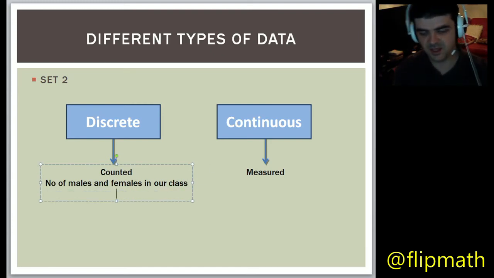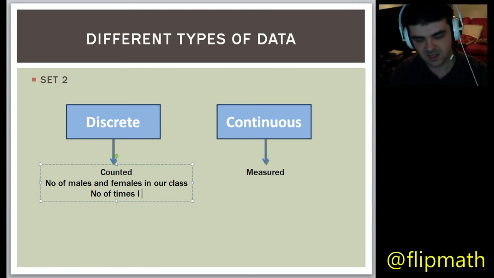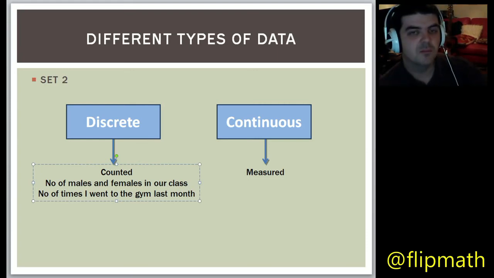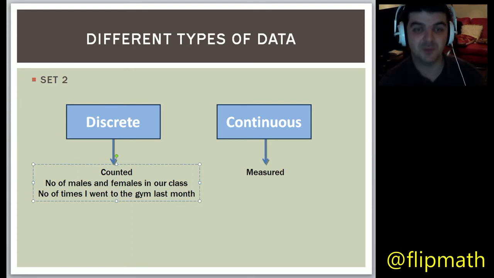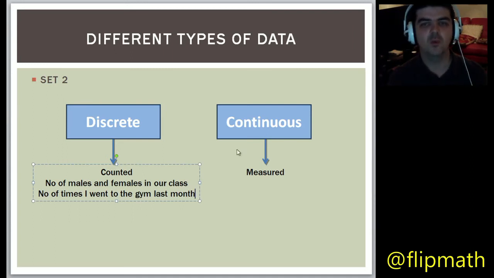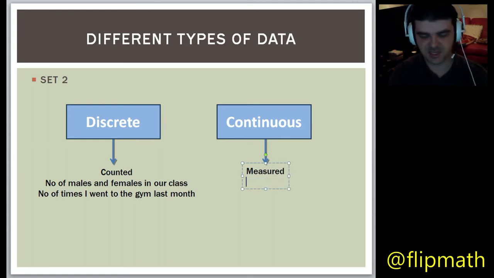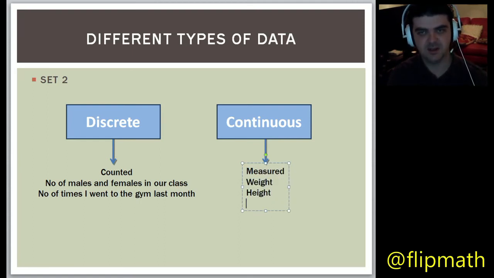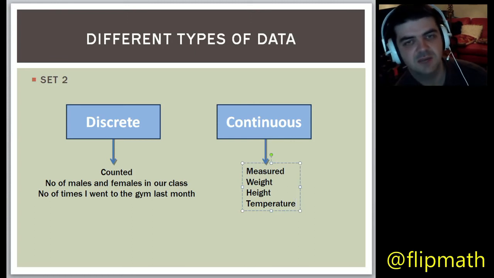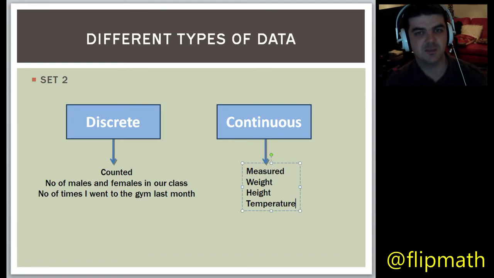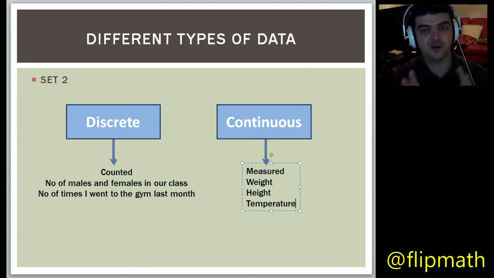If I counted the number of times I went to the gym last month, in my case it would be zero. But for other people, it might be a bigger number than zero, and for some people it'll be an awful lot bigger than zero. But they would be able to count the number of times that happened. Now, what is measured data? Well, measured data is things like your weight, your height, temperature, things that are measured on a scale, anything that you can measure. And again, like I said, we'll do some examples of this that will try and confuse you with some of the lines we use. But if you think about exactly what it is you've been asked to count or measure, you'll get whether it's discrete or continuous.